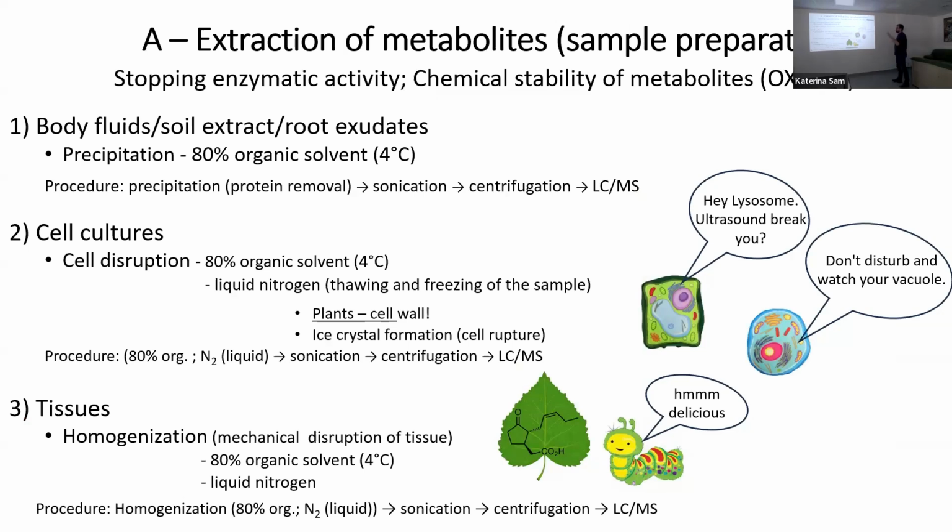It really depends on the type of the sample. I have three types of samples. First, it's butterflies, body fluids, and soil extracts or root extracts. It's a very easy matrix because our analytes are in the solvent. We don't need the extraction of the metabolites from the tissue or from the cells to the solvents.